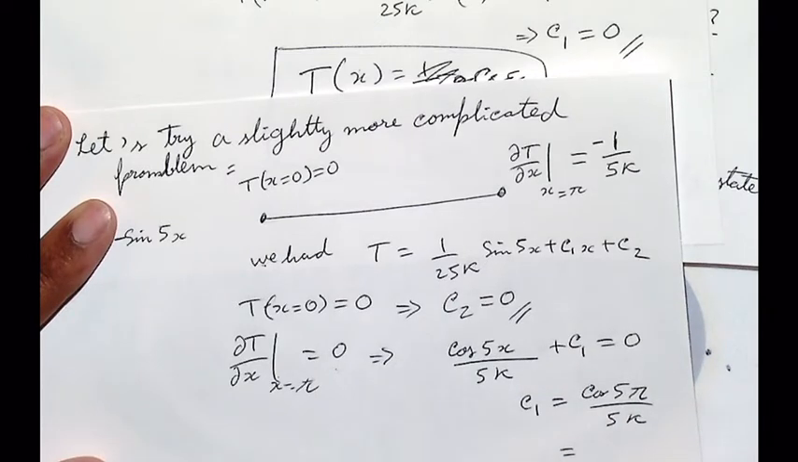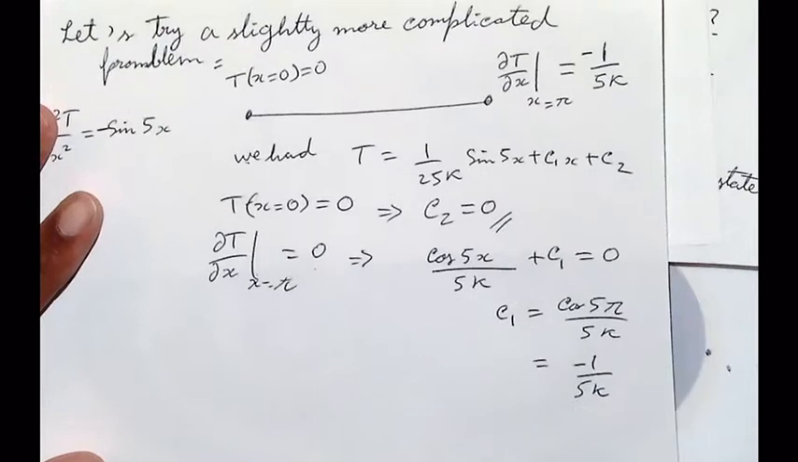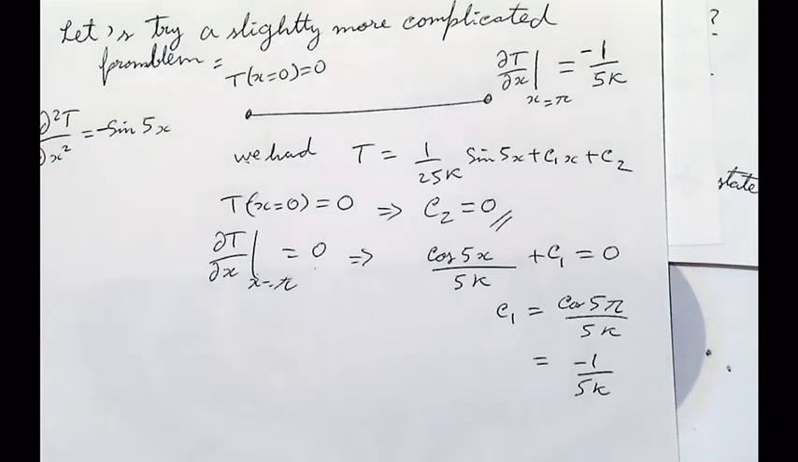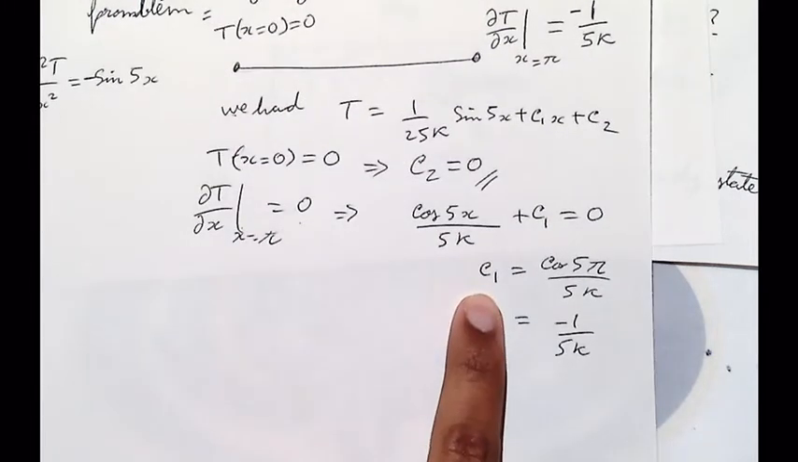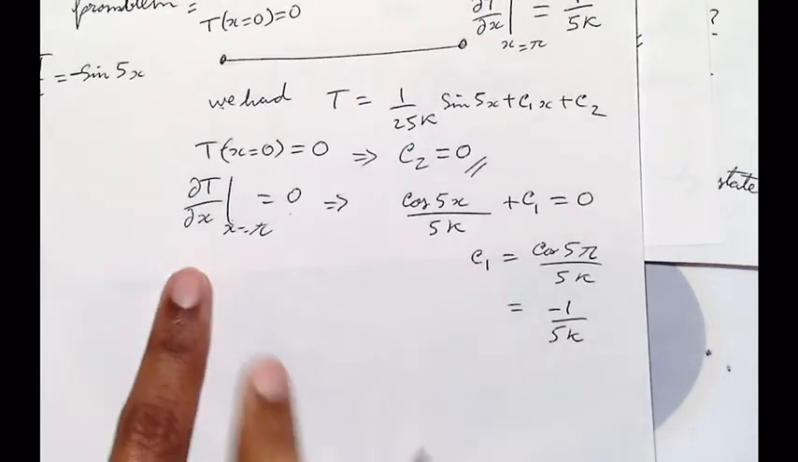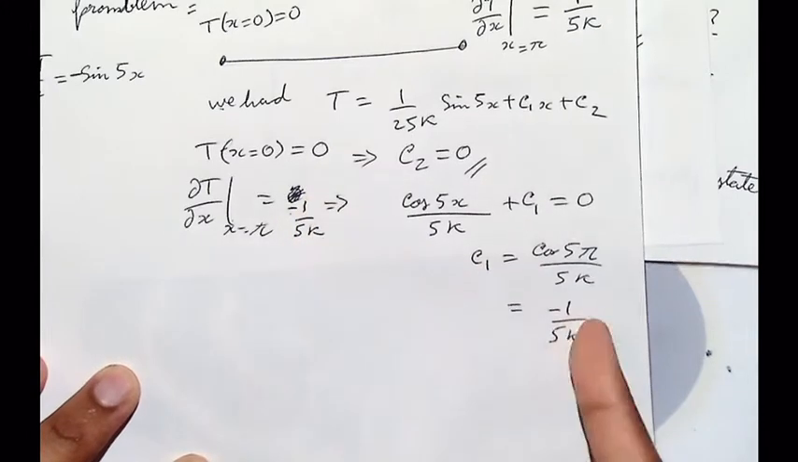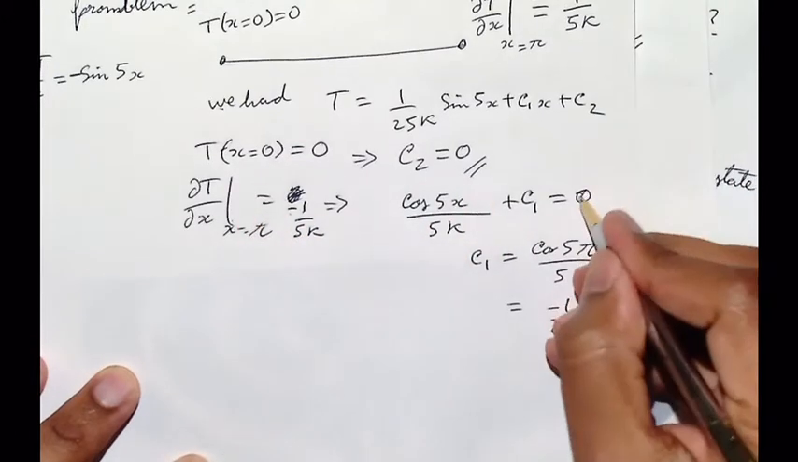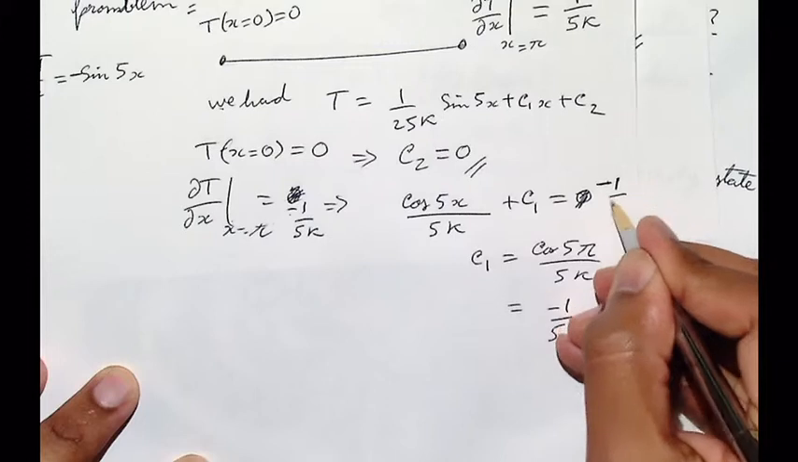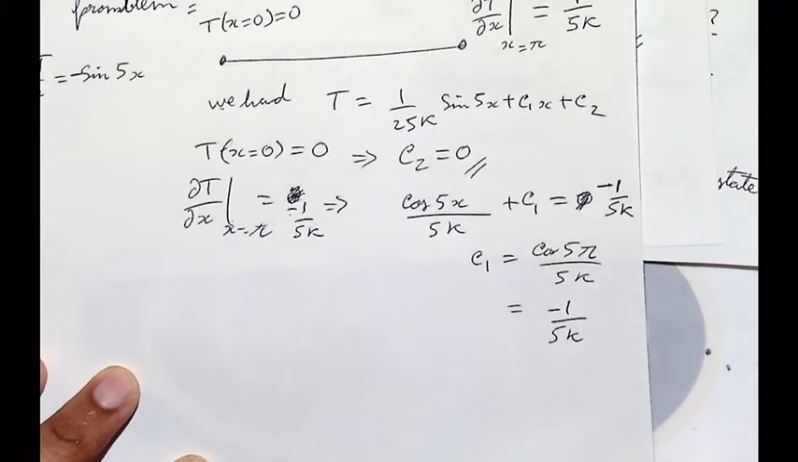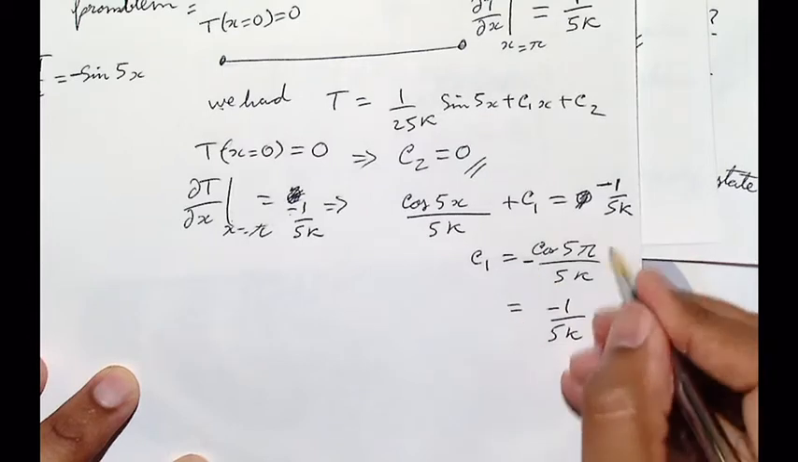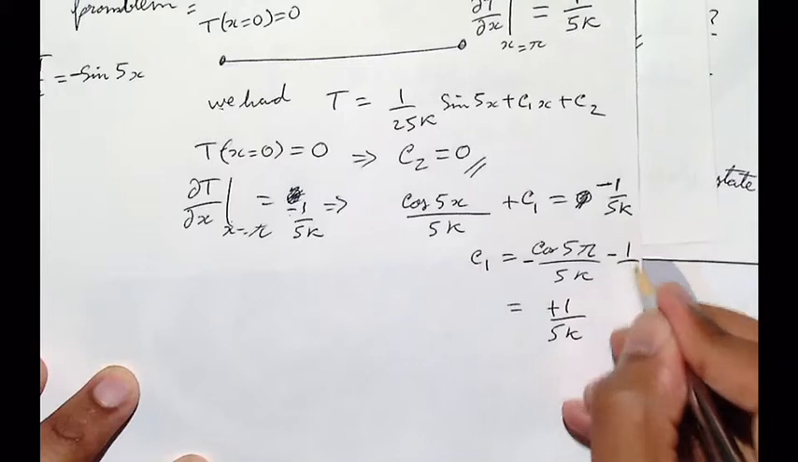Cosine 5 pi is minus 1. The derivative is not 0 at the boundary, it's minus 1 over 5 kappa. Oh, I messed up, didn't I? Yes, in the boundary condition this is minus 1 over 5 kappa. It was not 0. So this is minus 1 over 5 kappa, and then C1 is 0. So this becomes minus 1 over 5 kappa.